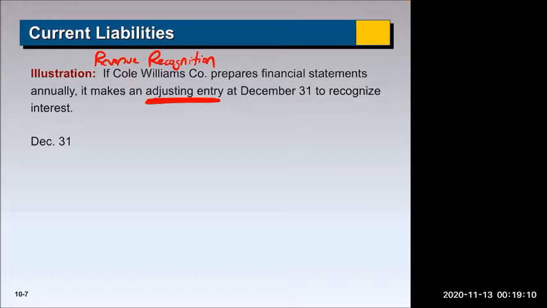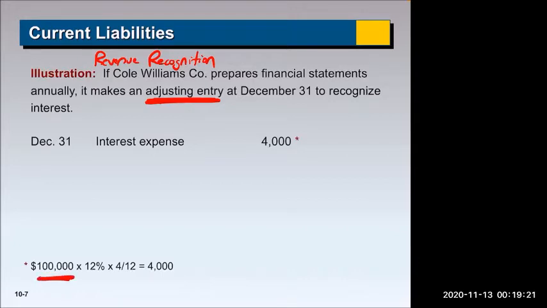Do you remember that interest calculation? Same thing as note receivable. I take the amount, 100,000, times the interest rate, the annual rate, times time in terms of 1 year. Remember, this is 4 over 12 to get interest of 4,000.